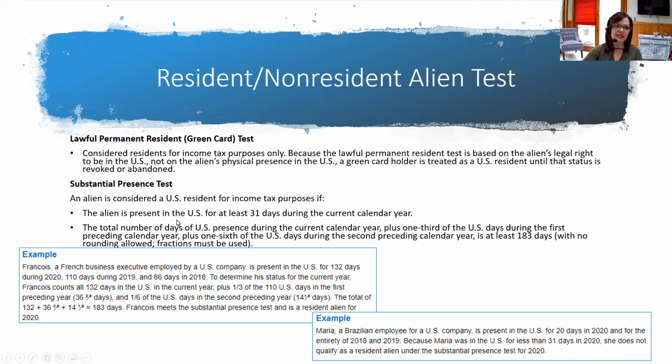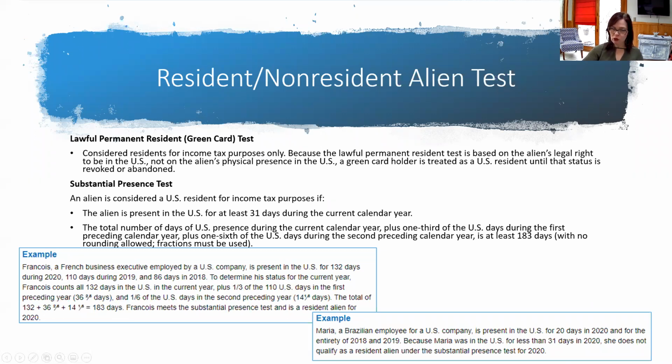We do have a couple of good examples here. Francois, a French business executive employed by a US company, is present in the US for 132 days during 2020, 110 days during 2019, and 86 days during 2018. To determine his status for the current year, Francois counts all 132 days in the US, plus 1/3 of the 110 days, which equates to 36 2/3 days, and then a sixth of his days in the second preceding year equates to 14 1/3 days. So that gives a total of 183 days. Therefore, Francois meets the substantial presence test, and he is a resident alien for 2020.